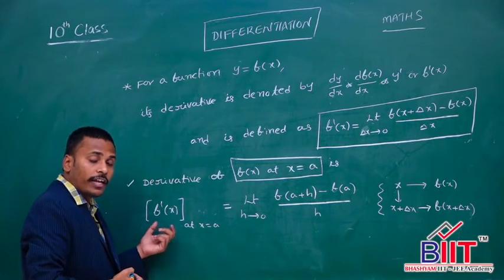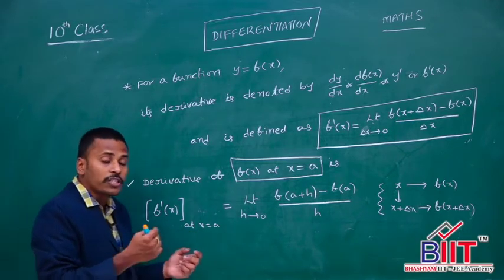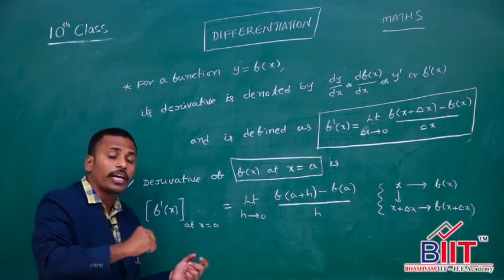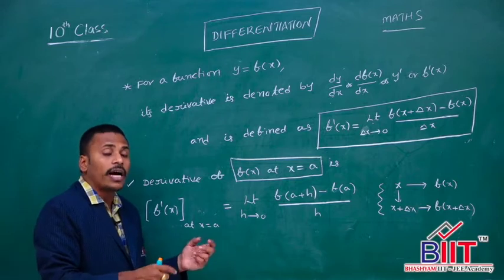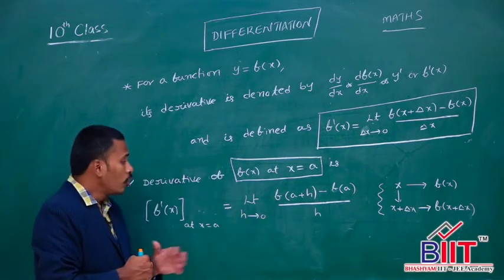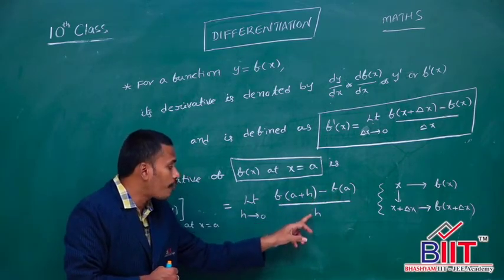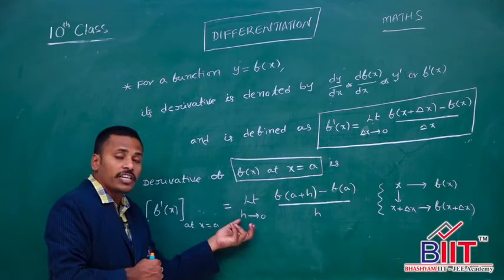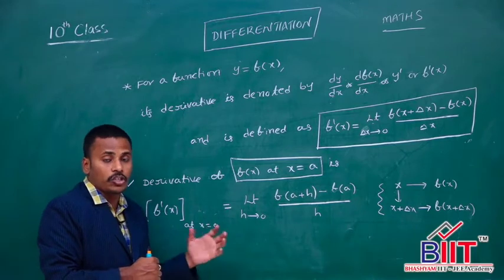What does it mean? The derivative of f(x) at x = a is simply, for a very small change in x from a to a + Δx, from a to a + h, the change in functional values relative to the value at a. So, limit h tends to 0, [f(a + h) - f(a)] / h, as h tends to 0, gives us the derivative of the function at x = a.